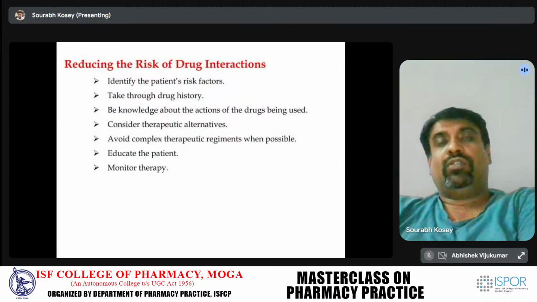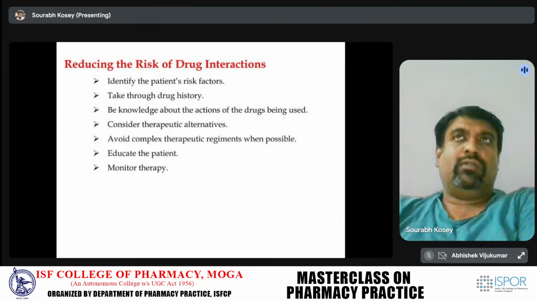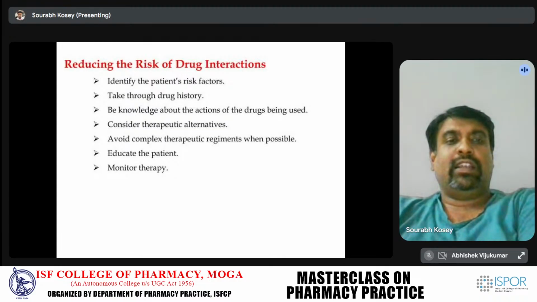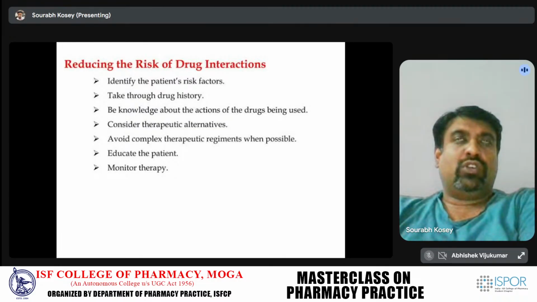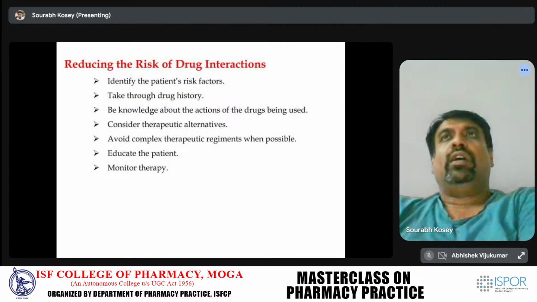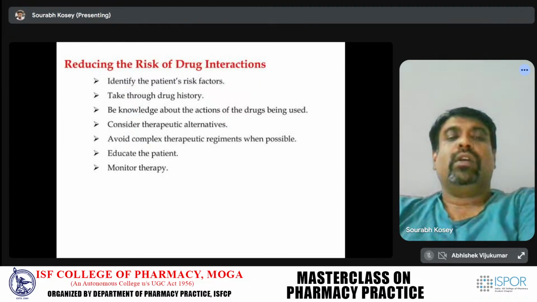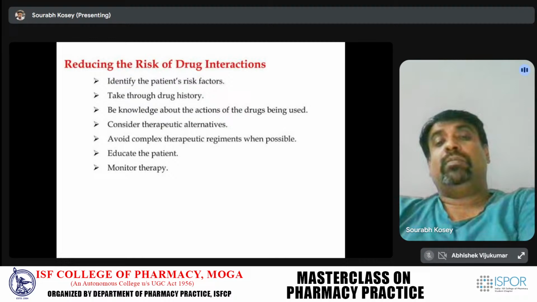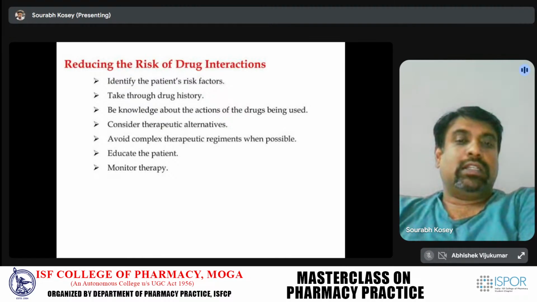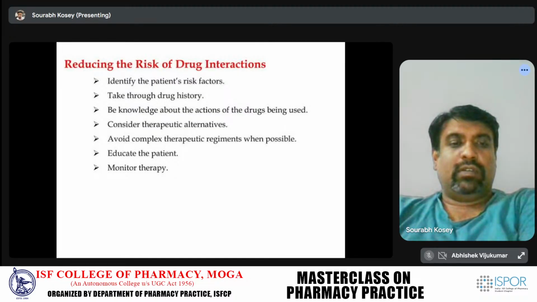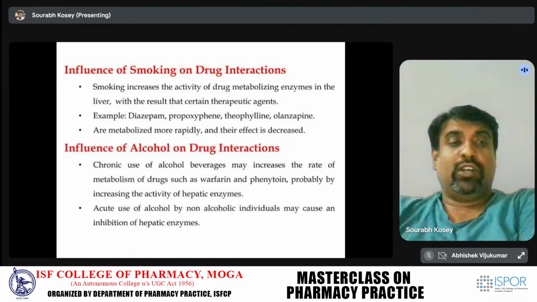What are the ways of reducing the risk of drug interactions? We need to identify risk factors in the patients. Take a thorough history: socio-demographic status, family and social status, past medical and medication history, and drug history. We should be knowledgeable about the actions of the drugs being used. Consider therapeutic alterations, if possible, to stop or reduce these drug interactions. Avoid complex therapeutic regimens when possible. Educate the patient and monitor the therapy.